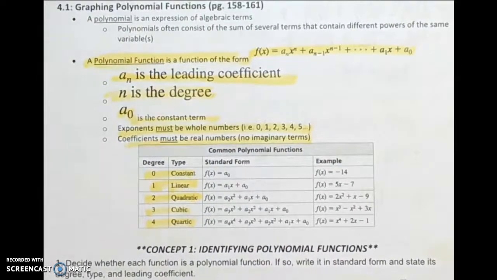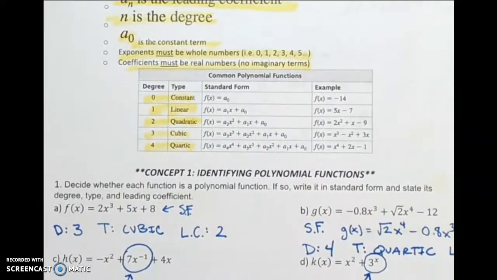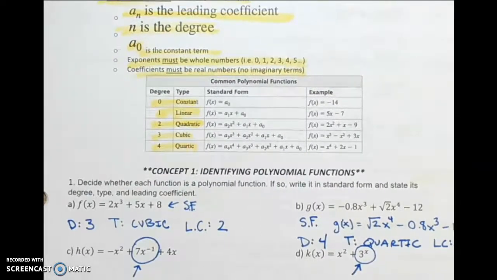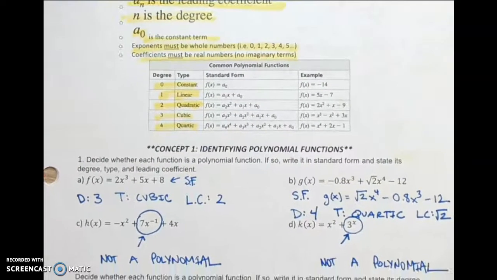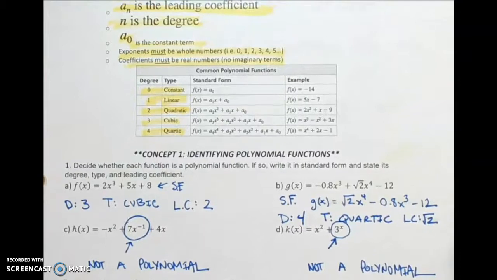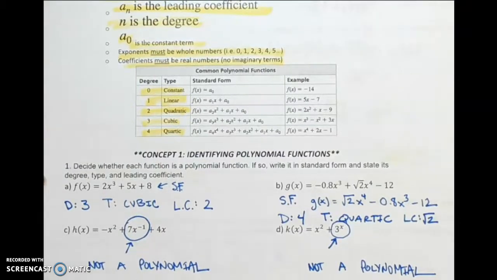It says, determine whether each function is a polynomial function. If so, write in standard form, state the degree, type, and lead coefficient. I am just going to walk you through these without writing them here. Okay, so here we go.